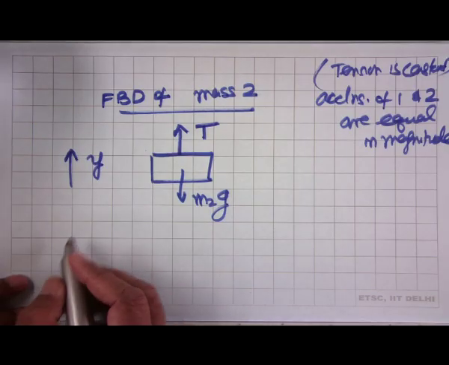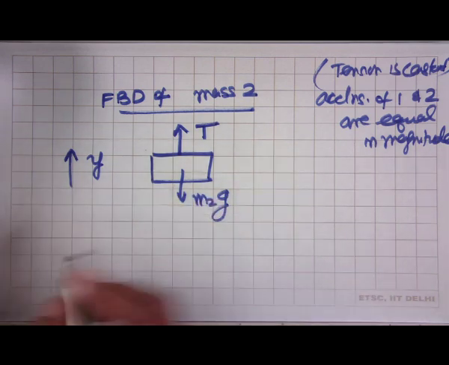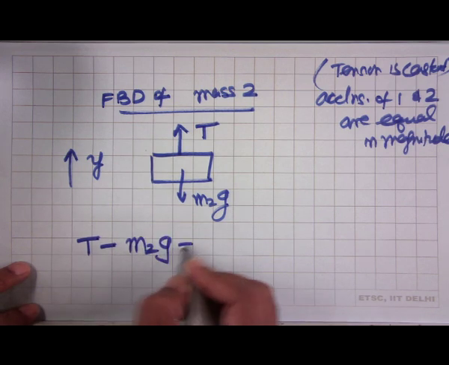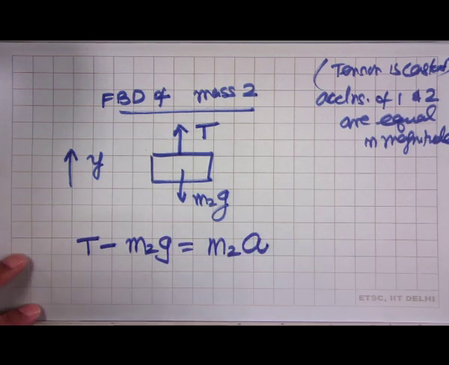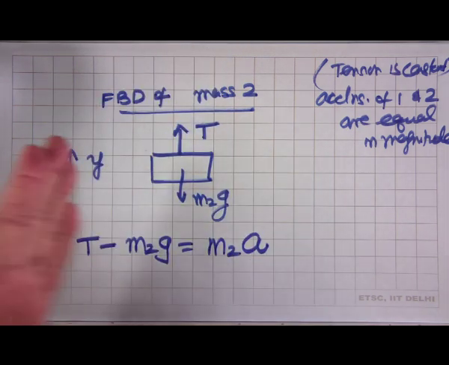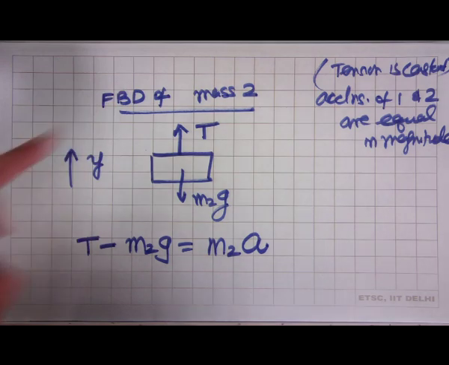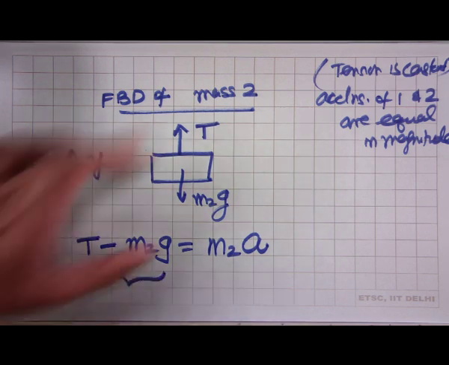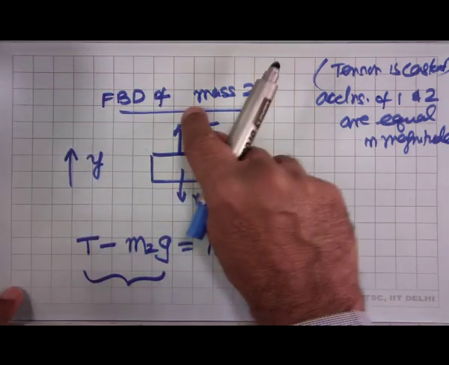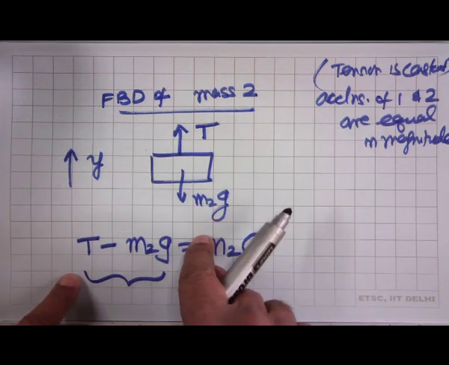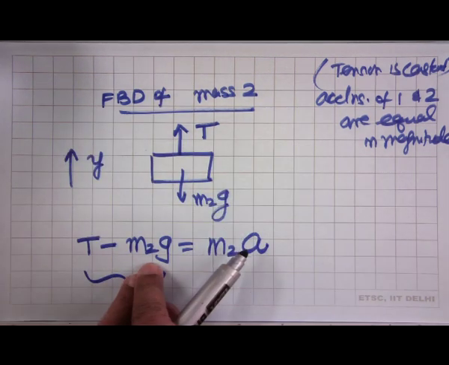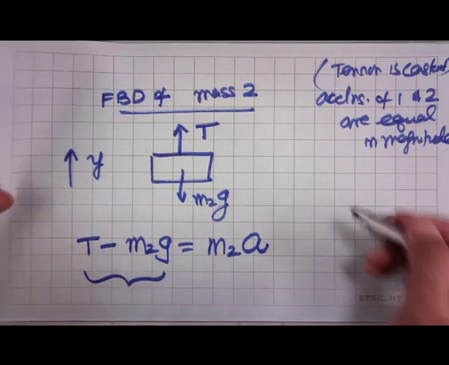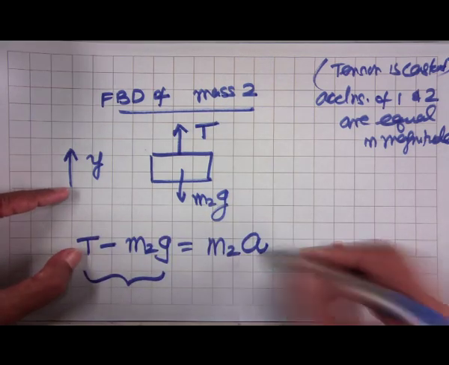So, this is the free body diagram, and when we apply Newton's law, we get T minus m2g is equal to m2 times a. Here we have implicitly written that mass 2 is moving upwards because y is in the upward direction. When we write the left hand side, we only look at the free body diagram: all forces pointing upwards with a plus sign, all forces pointing downwards with a negative sign, because y is upwards. So, we get T minus m2g is equal to m2a. This is one equation.